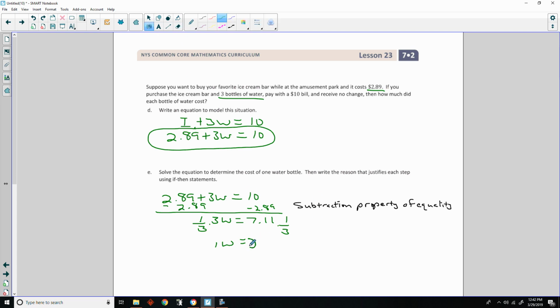3 goes into 7 2 times with a remainder of 1. 3 goes into 11 3 times with a remainder of 2. And 3 goes into 21 7 times. So the water is $2.37 each. So therefore W equals 2.37.